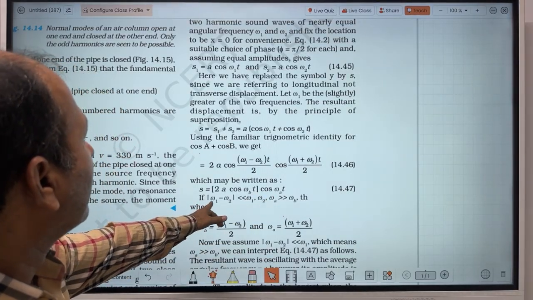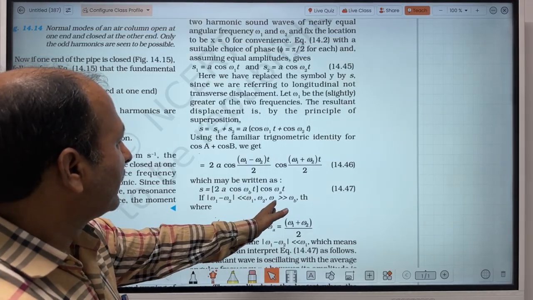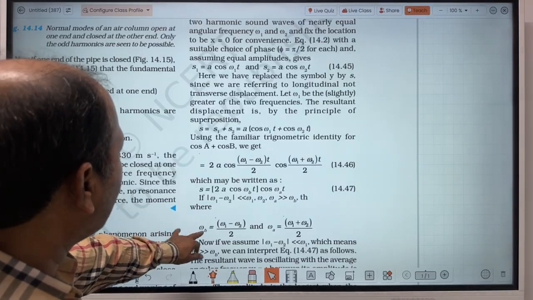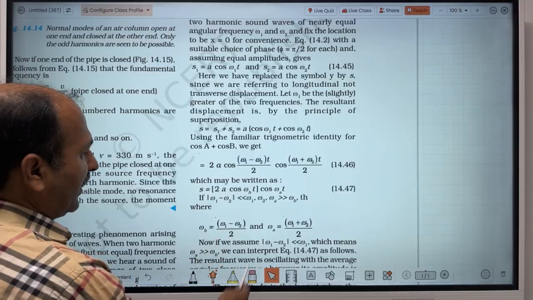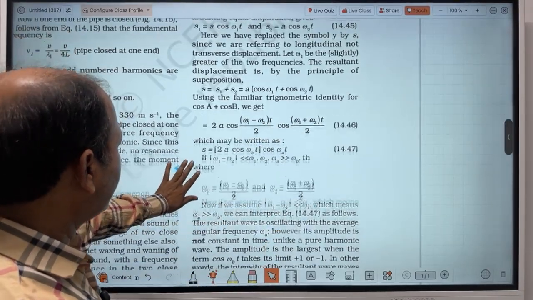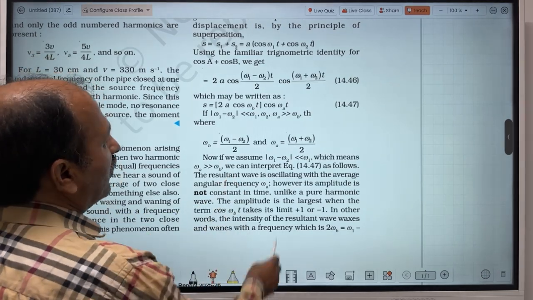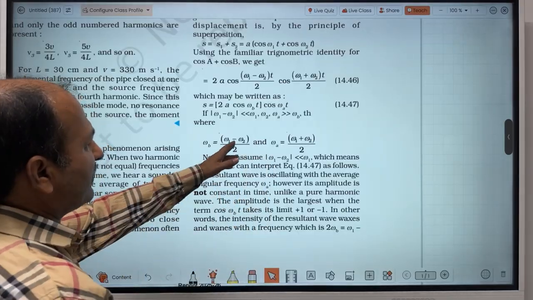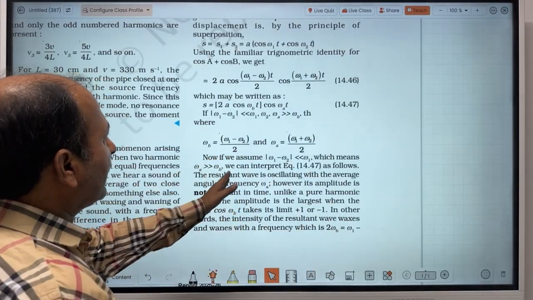Alright. So here, if omega 1 minus omega 2 is less than omega 1 and omega 2, then omega a will be greater than omega b. The assumption is very simple. These terms are replaced by omega b and omega a. So here some more information is given. Now if we assume omega 1 minus omega 2 is less than omega 1, then we can ignore omega 2, which means omega a will be greater than omega b.